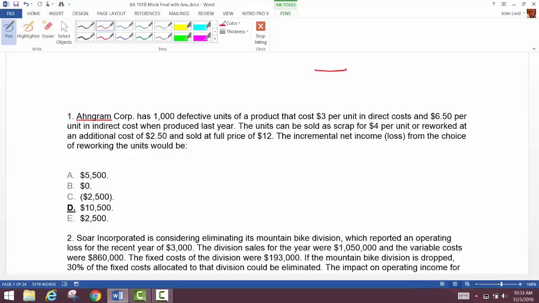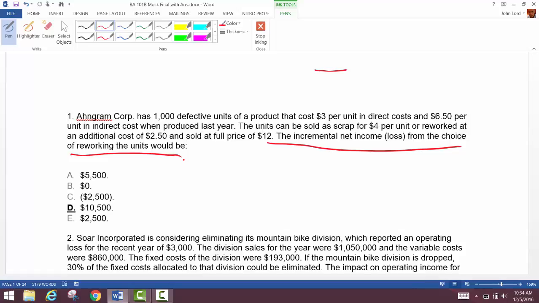Okay, so what's going on in this one? Agram Corp had 1,000 defective units of a product that cost $3 per unit in direct costs and $6.50 per unit in indirect costs when produced last year. The units can be sold as scrap for $4 per unit or reworked at an additional cost of $2.50 and sold at $12. The incremental income from the choice of reworking the units. And when you look at this, they're just asking at the choice of reworking. They're not asking you to decide whether you should rework or not.